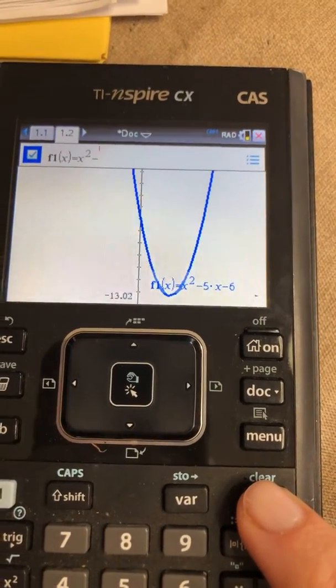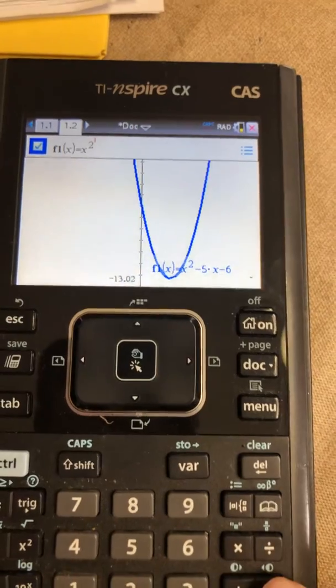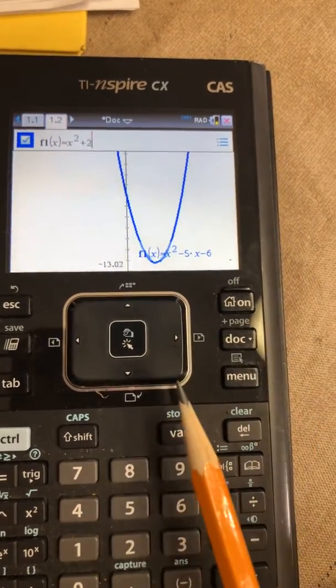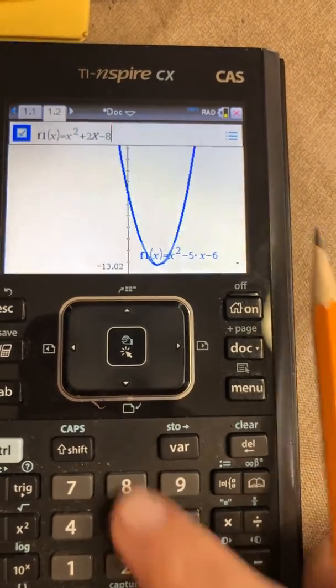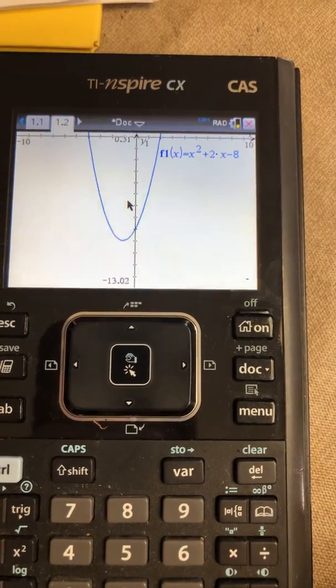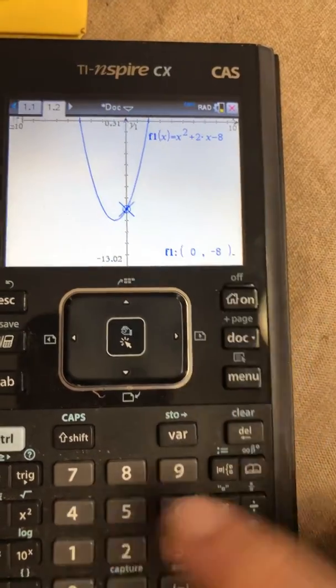Oh gosh, it's Friday. So it's really x squared plus 2x minus 8. Let's try the right one. Oh, that's a little different, isn't it? Now menu 5-1.